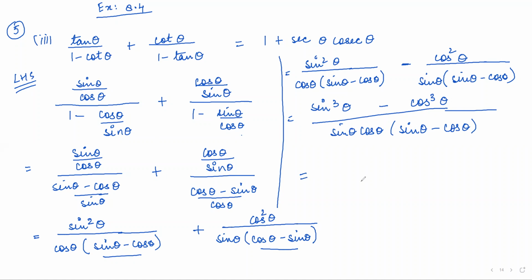Now, a cube minus b cube. What is the formula of this thing? A plus b whole cube, right? This is actually equal to a cube plus b cube plus 3ab into a plus b. No, actually I need a cube minus b cube.